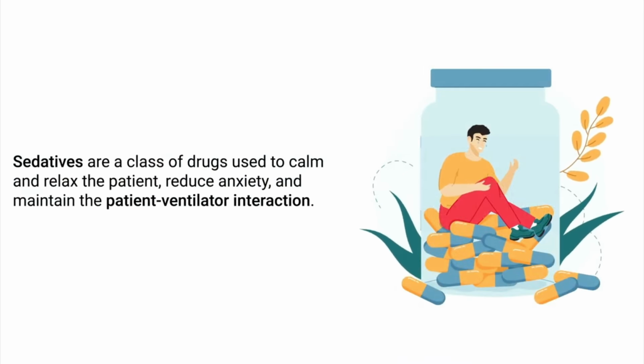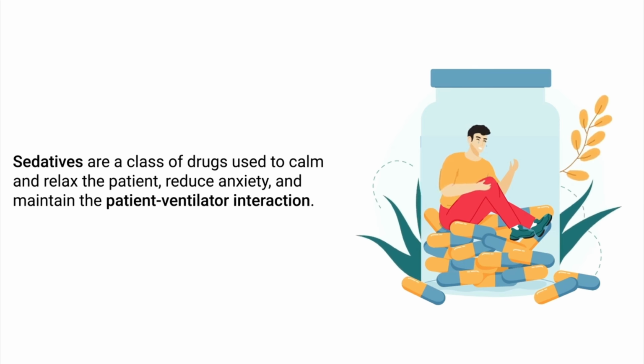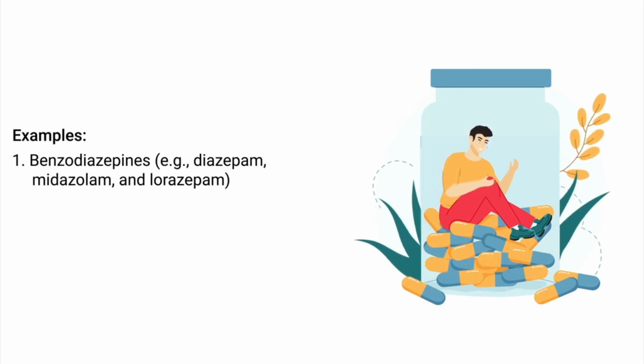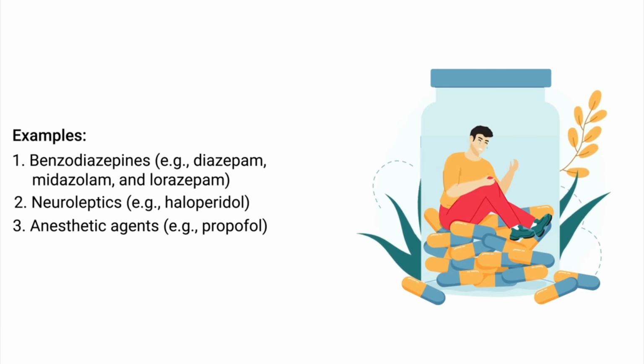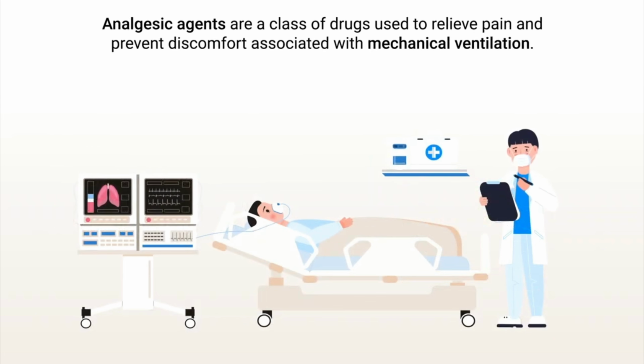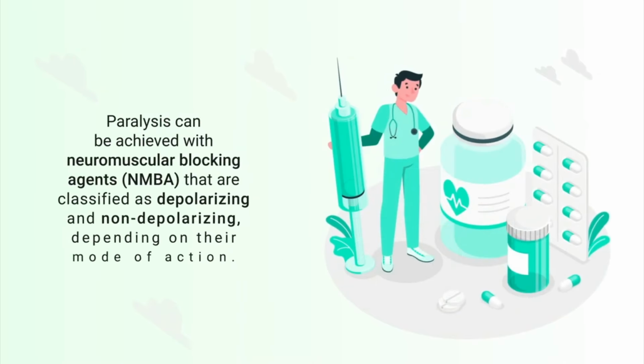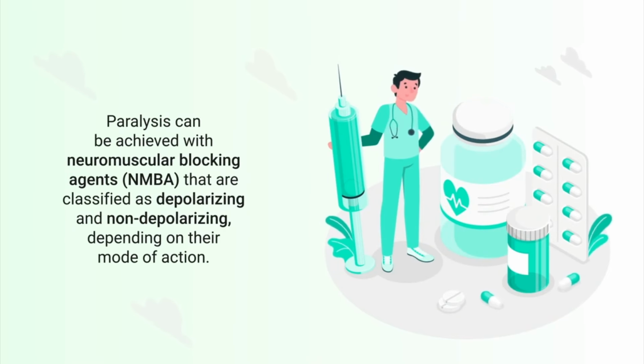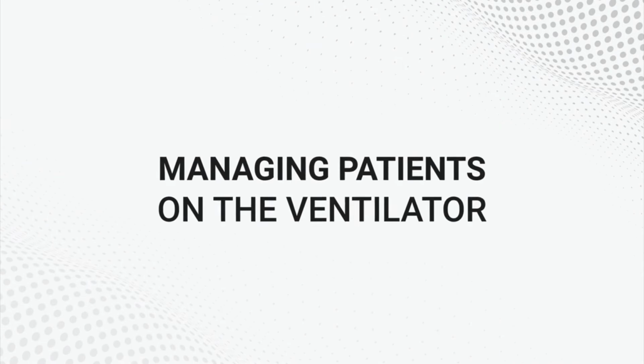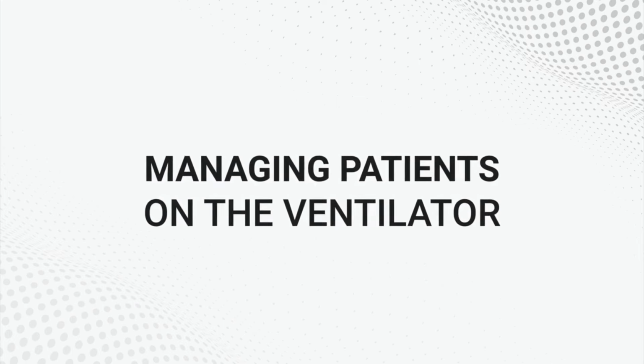Sedatives are a class of drugs used to calm and relax the patient, reduce anxiety, and maintain the patient-ventilator interaction. Some examples include benzodiazepines, neuroleptics, and anesthetic agents. Analgesic agents are a class of drugs used to relieve pain and prevent discomfort associated with mechanical ventilation. Some examples include morphine, fentanyl, and hydromorphone. Paralysis can be achieved with neuromuscular blocking agents that are classified as depolarizing and non-depolarizing, depending on their mode of action. But moving right along, now we need to talk about managing patients on the ventilator.